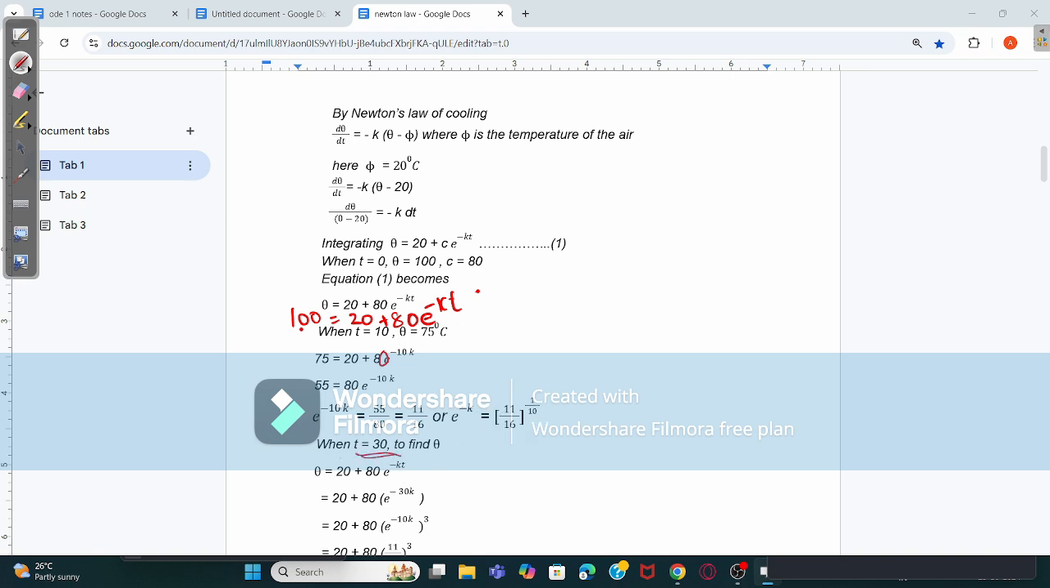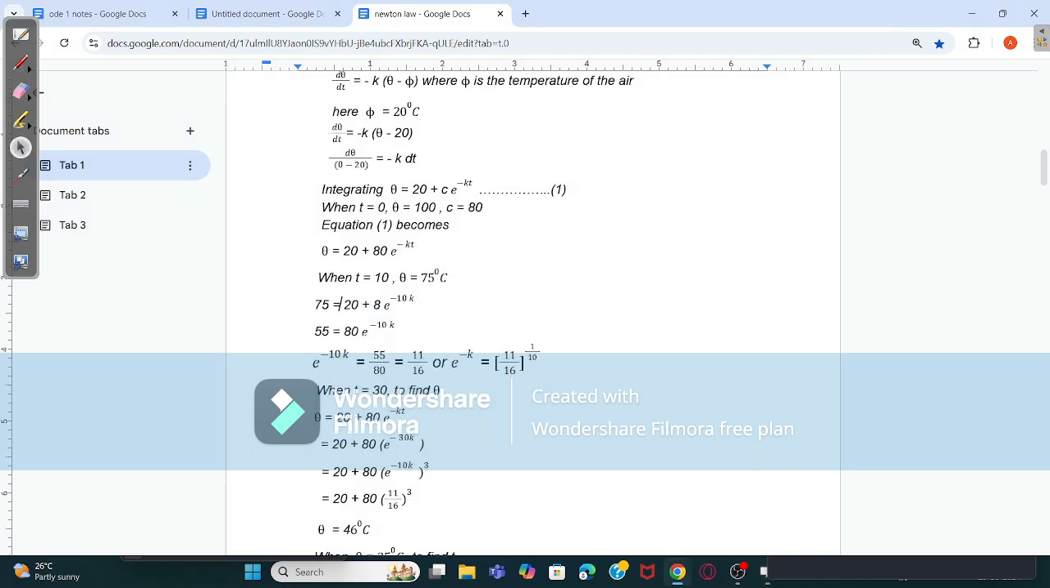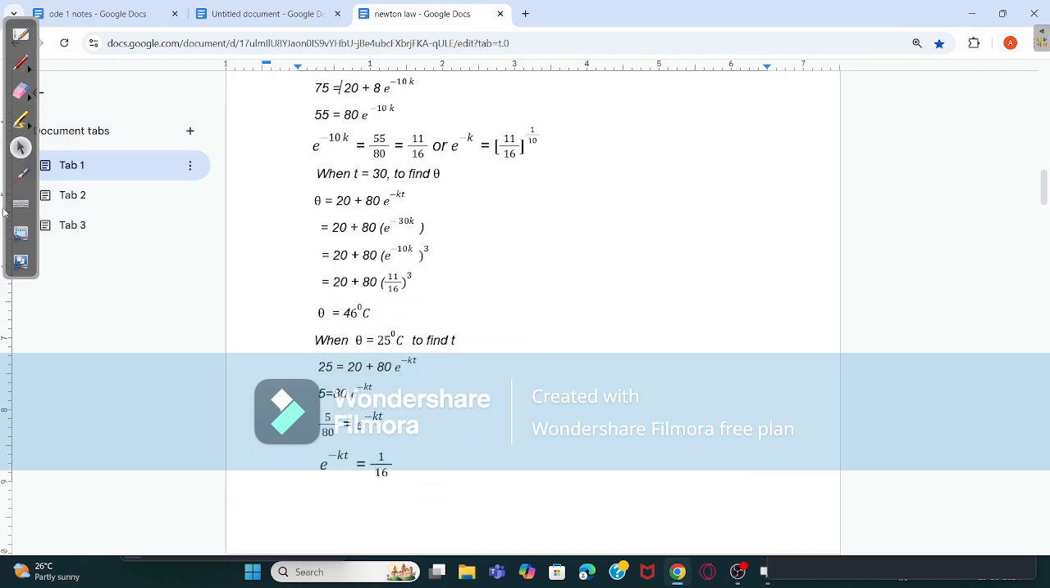When t is equal to 30, to find theta: theta is equal to 20 plus 80 e power minus kt, which is 20 plus 80 e power minus 30k, that is 20 plus 80 (e power minus 10k) whole cube. Then this becomes 20 plus 80 (11 by 16) whole cube. So when you cube this and find the value, the theta value becomes 46 degrees Celsius.